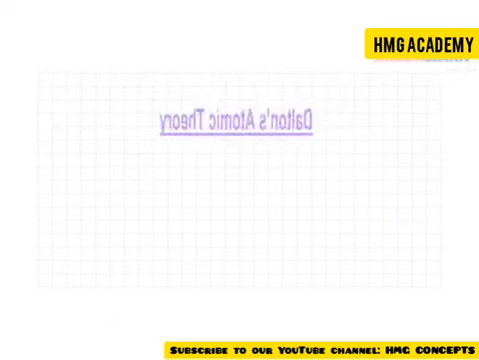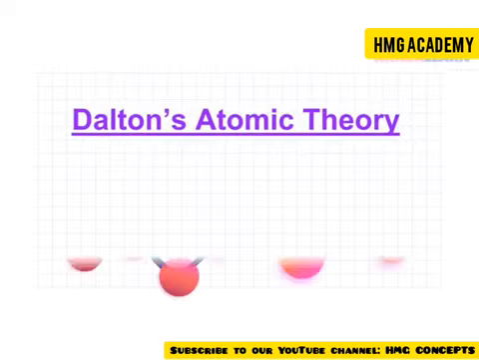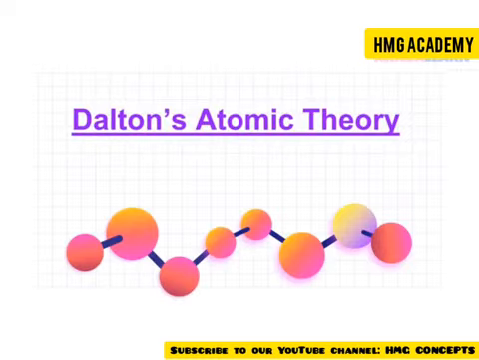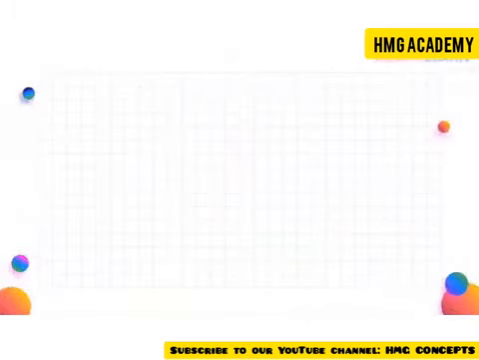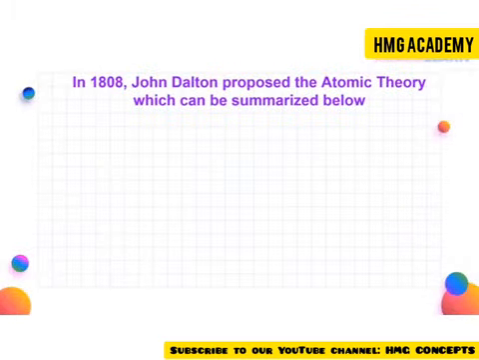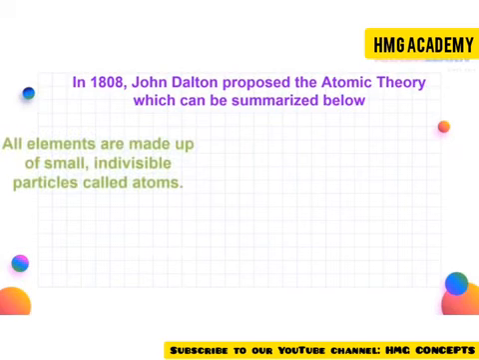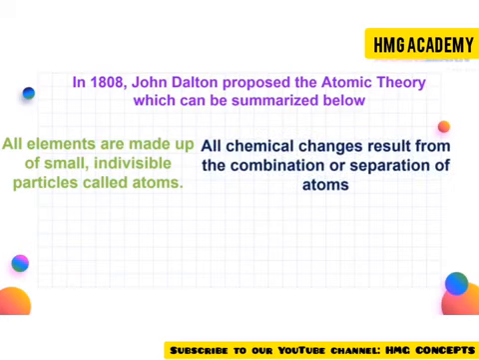Now let's go on and take a look at Dalton's atomic theory. In 1808, John Dalton proposed the atomic theory, which can be summarized below. 1. All elements are made up of small indivisible particles called atoms. 2. All chemical changes result in the combination or separation of atoms.